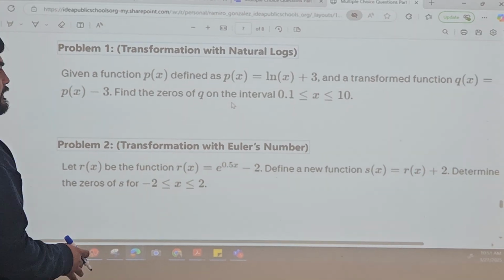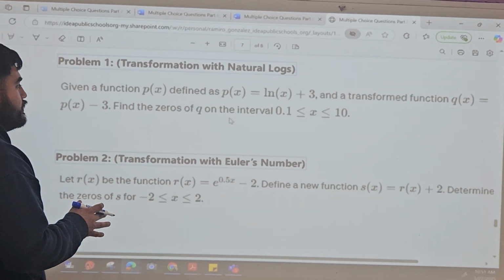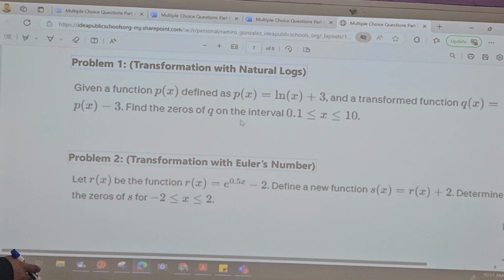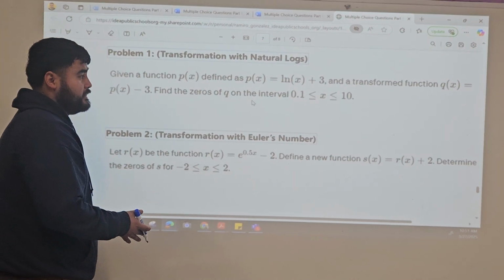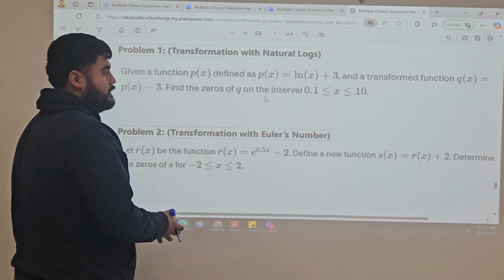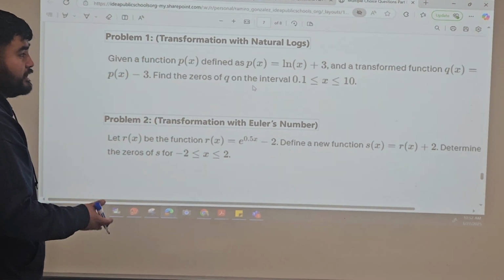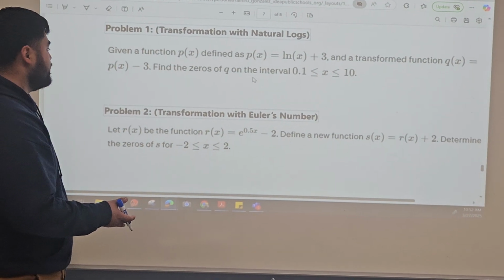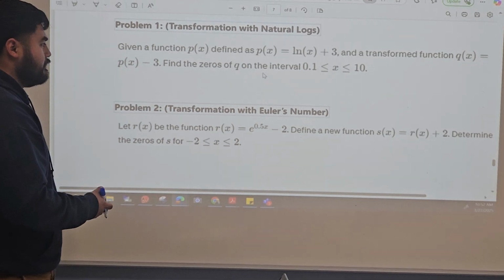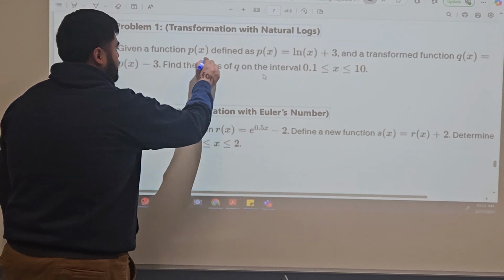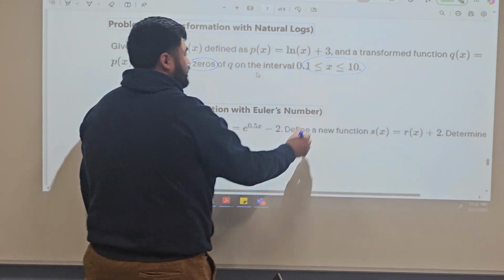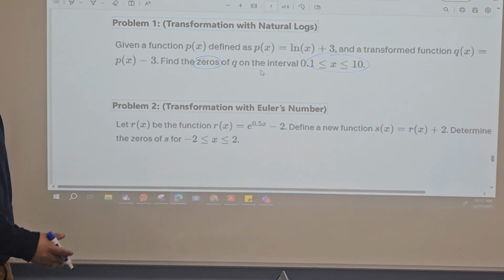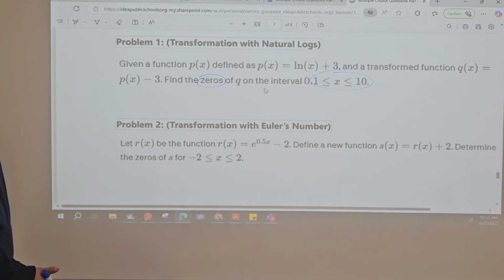So here we're dealing with natural logs, right? The question is, given a function p of x defined as p of x equals natural log parentheses x plus 3, and a transformation whose transforming function is q of x equals p of x minus 3, we have to find the zeros, right? Between the domain restriction, or the interval, 0.1 all the way to 10. So how do I tackle a problem like this?